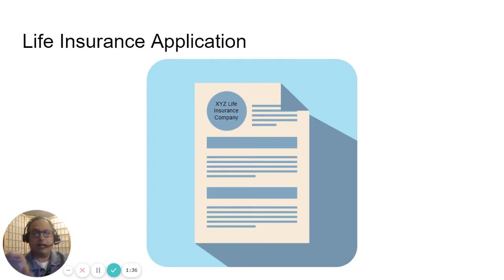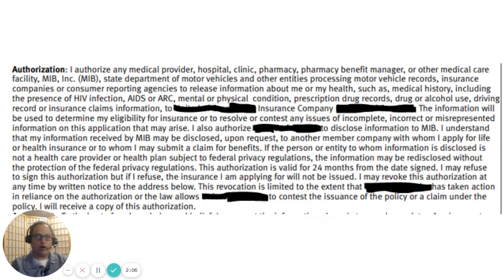But it usually comes up when somebody is in the middle of a life insurance application. That could be term life, whole life, any type of life insurance application, annuity, with X, Y, and Z life insurance company. At some point, the agent, the person that you're in touch with, is going to say something like, we need your permission to do an MIB report. So let's take a look at what that could look like on an application.